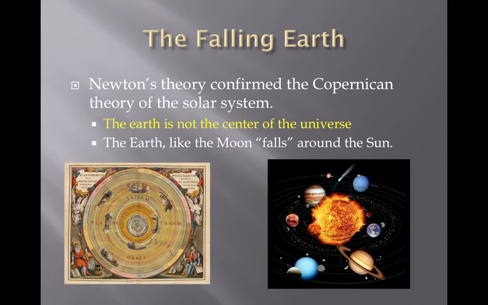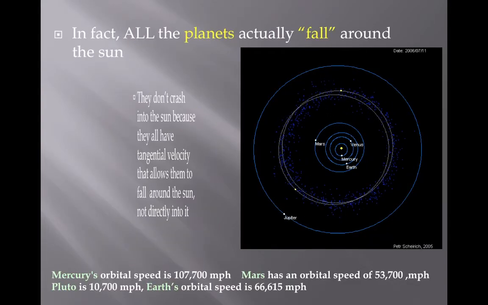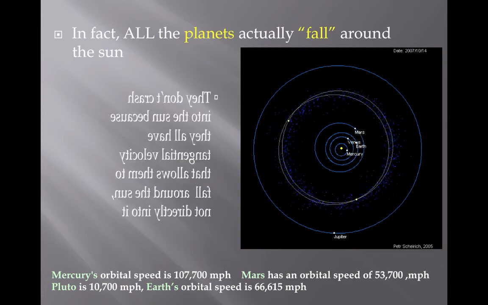The falling Earth. There's one line there to the right. It's right there under Newton's theory. Under Newton's theory, confirmed the Earth is not the center of the universe. You have a blank on your paper. And the next line is right here.